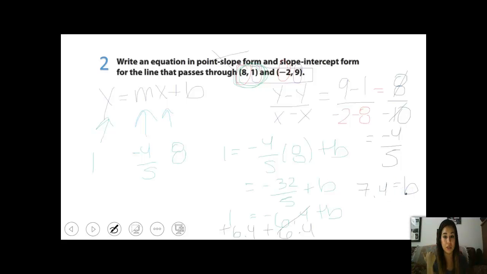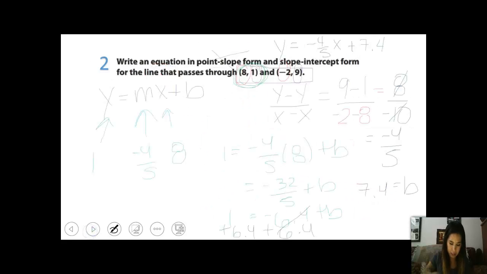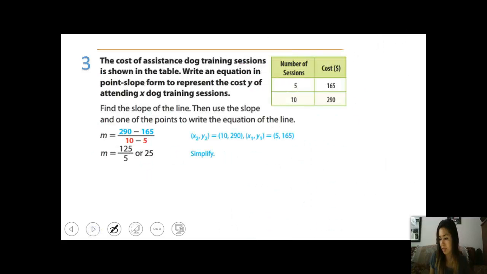So I now have my y-intercept. I now have my slope, which was -4/5. Let's plug everything in together. So y is going to equal my m, which is negative 4/5 x, and then plus 7.4, and that's my final answer. Sometimes they might leave it as a fraction, but in this case I went ahead and just wrote it as a decimal. Let's take a look at our last example.